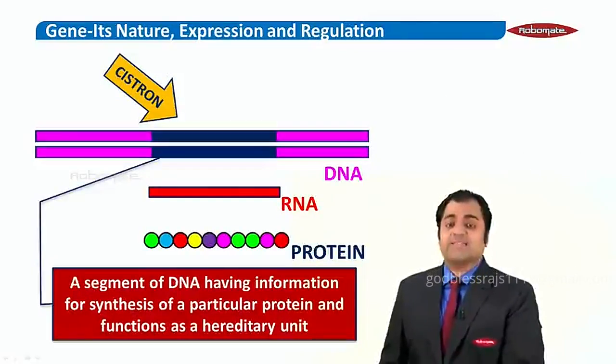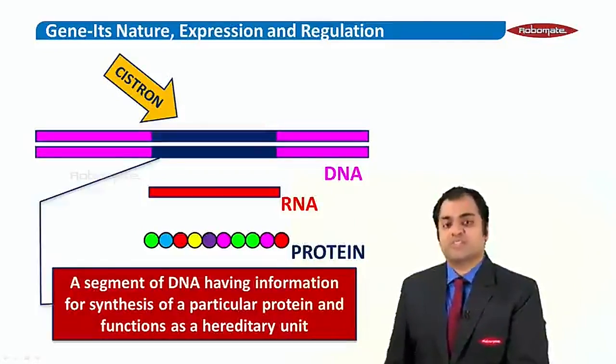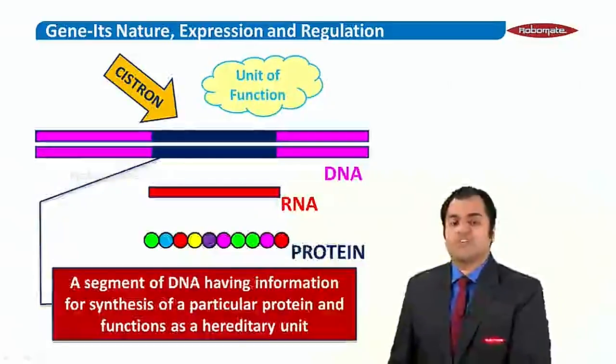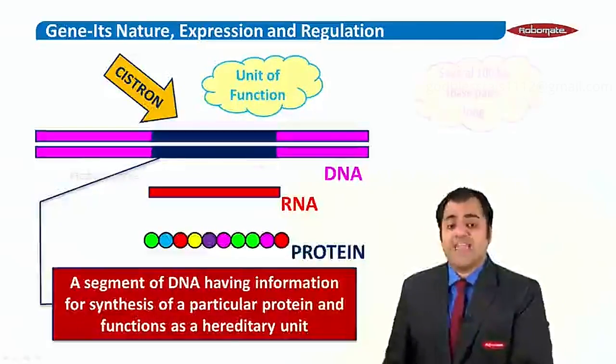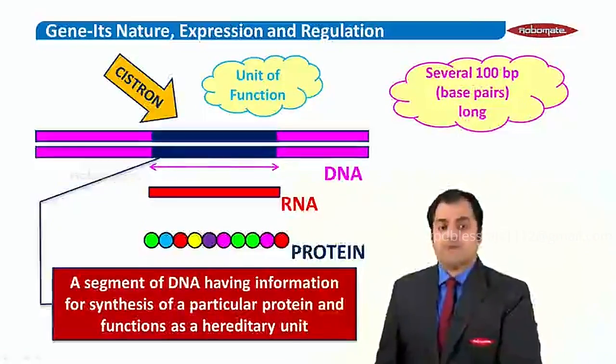So you can say that cistron is a segment of DNA which has the information for the synthesis of protein. Cistron can also be called the unit of function, and if you look at its size, it can range to several hundred base pairs long.